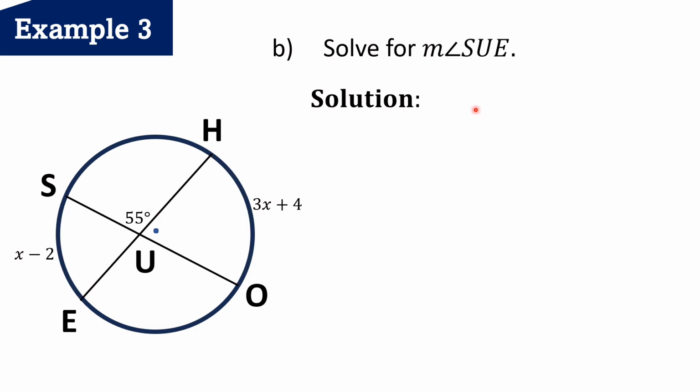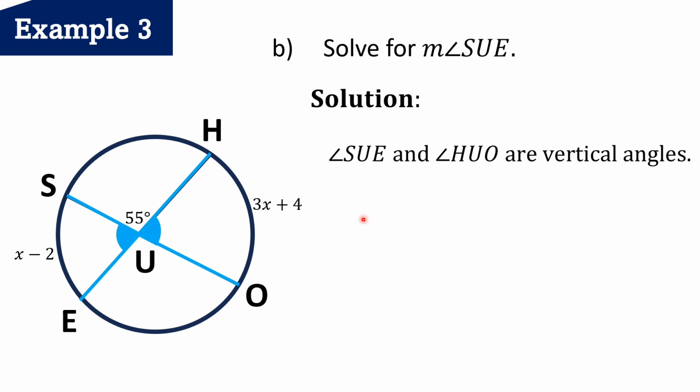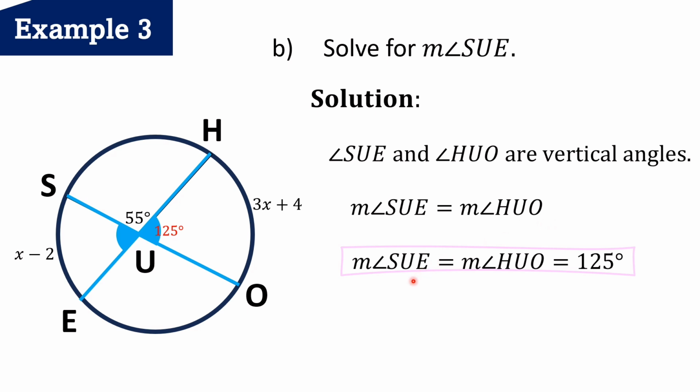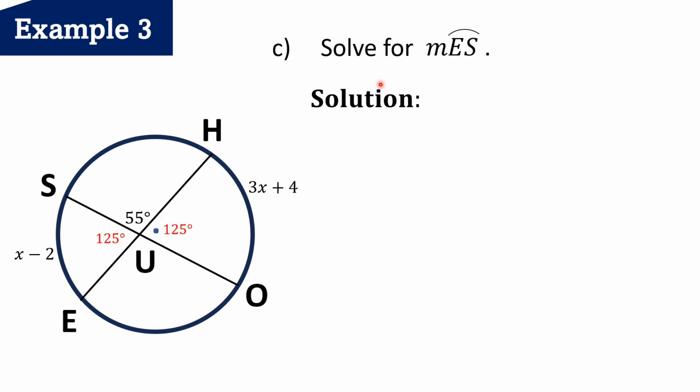Next is to solve for the measure of angle SUE. Angle SUE and angle HUO are vertical angles. Therefore, these two angles are congruent. In addition to that, the measure of angle SUE is equal to the measure of angle HUO. Since the measure of angle HUO is equal to 125 degrees, therefore, the measure of angle SUE is also 125 degrees.